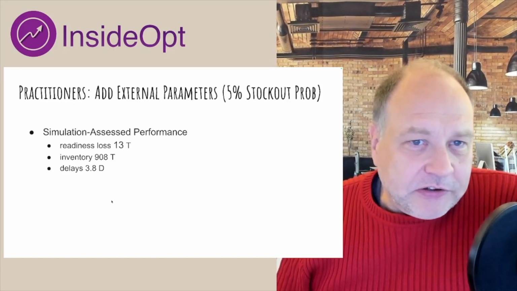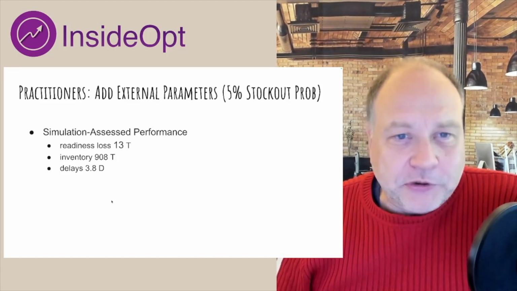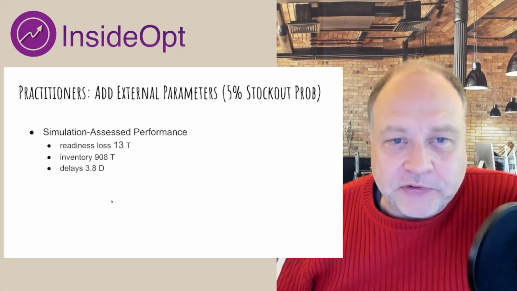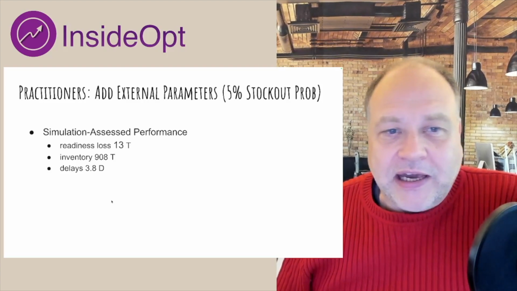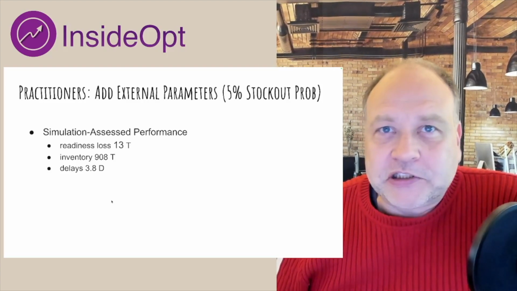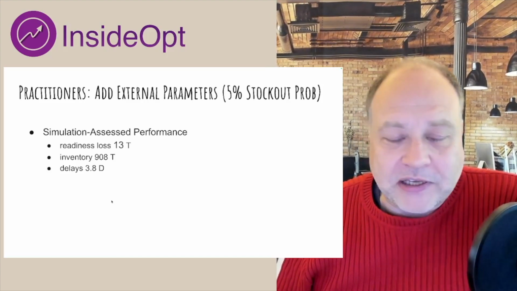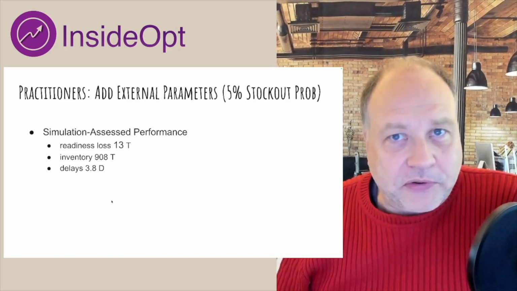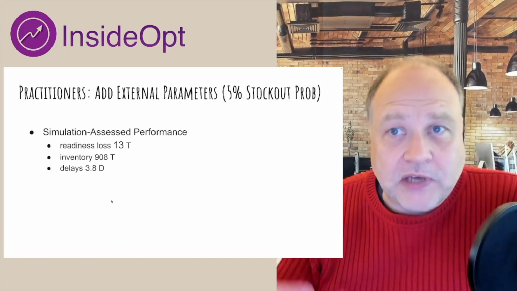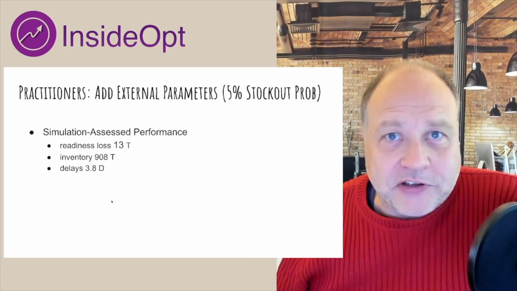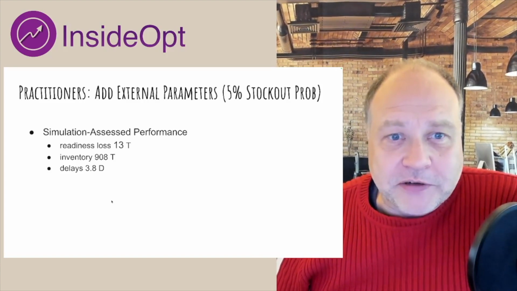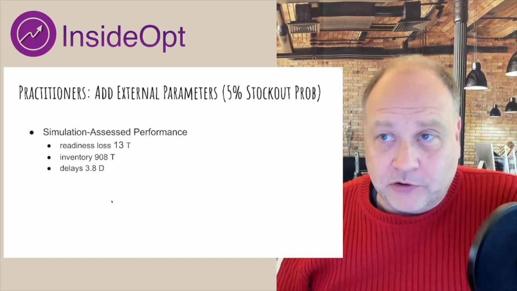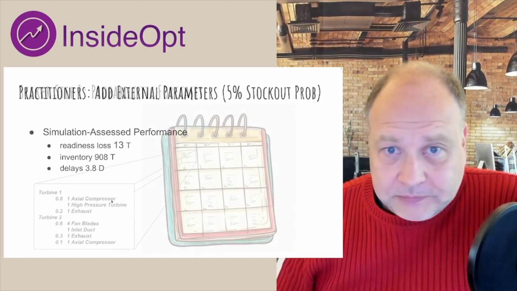And the simulation would then come back and say, well, your readiness loss is about $13,000, your inventory costs about $908,000 for those 3 weeks, and your delay days are a little bit shy of 4 days. So something like 7% of your assets are delayed a day, and their time value cost is $13,000. This is kind of your starting position in this hypothetical case that I'm presenting you here, right? So for 3 weeks, this would cost $908,000. How can we improve this?